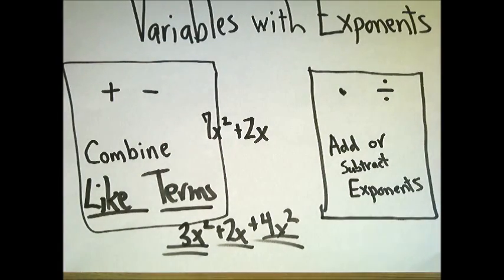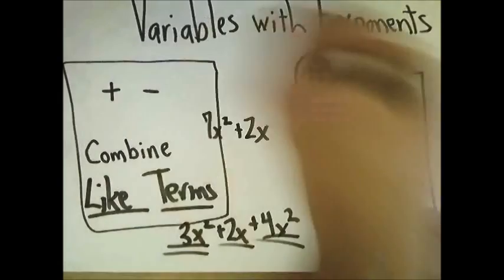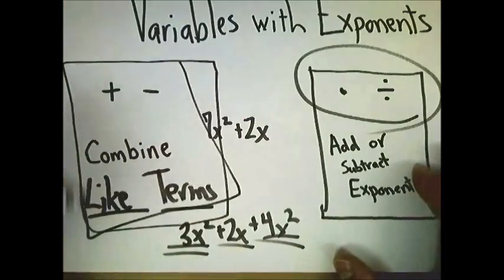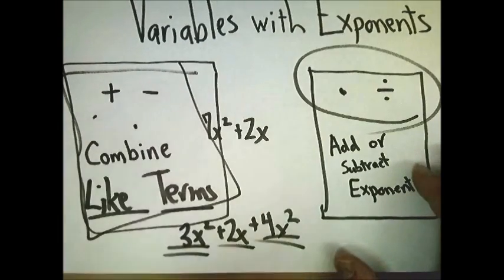Now, if I'm multiplying or dividing, I need to actually mess with the exponents. Maybe I have to add them together if I'm multiplying the polynomials. If I'm dividing polynomials, I'm going to subtract those exponents. But today, none of that has anything to do with anything because you don't have to worry about it. All we're doing today, since I'm adding and subtracting polynomials, is combining like terms.